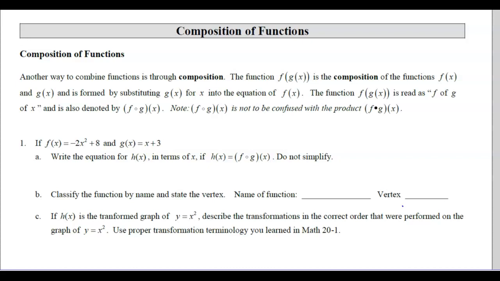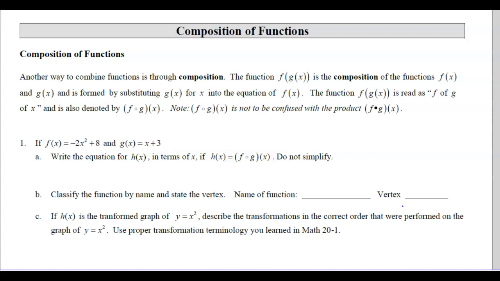But that notation is the composition of the functions f and g, and it's formed by substituting g of x for x in the equation for f, right? So you're figuring out what the value of g of x is and putting it into f. So how do we say that? We say f of g of x, okay?